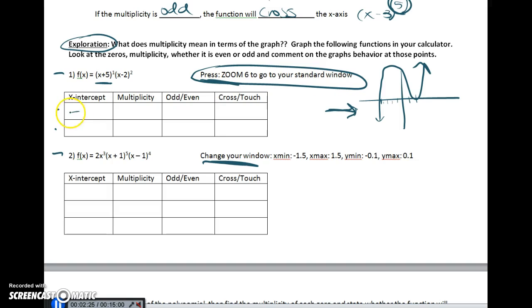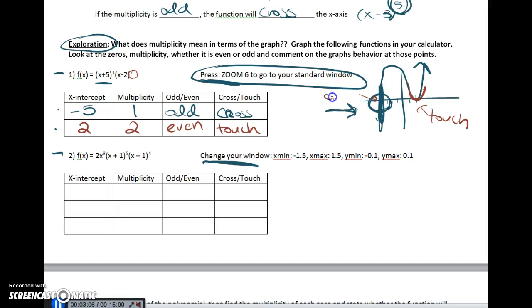Okay, so for the first one, you get a graph that looks like this. Our first x-intercept is -5, because remember we solve each factor for 0. The multiplicity is 1, because that's the exponent attached, and 1 is an odd number, so given the rule above, that means that it will cross the x-axis. And if you look at -5, notice that it is indeed crossing through the x-axis. The second x-intercept is 2. This multiplicity is also 2 because that's the exponent attached. That's even, and since it's even, it would touch the x-axis. And notice here it's just coming down and bouncing off, or in other words, touching the x-axis. So this one touches, and then this one crosses.